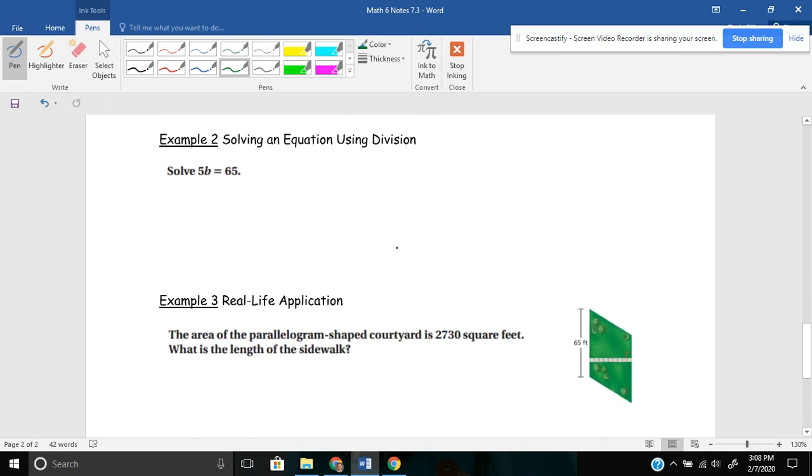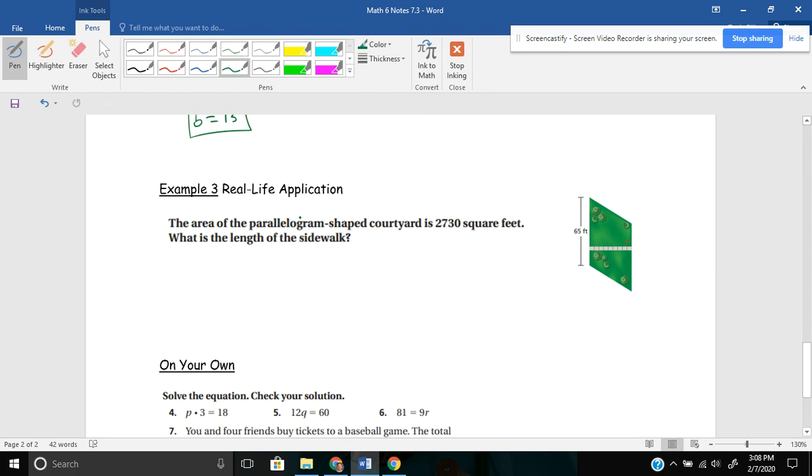Example 2 talks about solving an equation using division. It says solve 5b equals 65. B is being multiplied by 5. To undo that, I would divide by 5 on both sides. 5 divided by 5 is 1. 1b equals 65 divided by 5 would give me 13. Just undo whatever's being done to your variable.